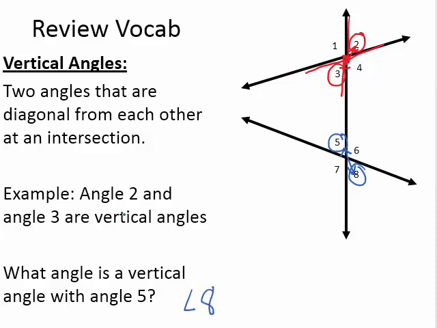There are a couple other pairs of vertical angles in the picture. See if you can identify those. Angle 1 and angle 4 are vertical angles, as are angle 7 and angle 6.